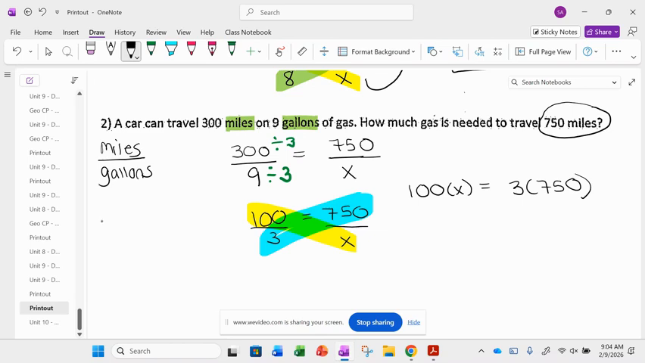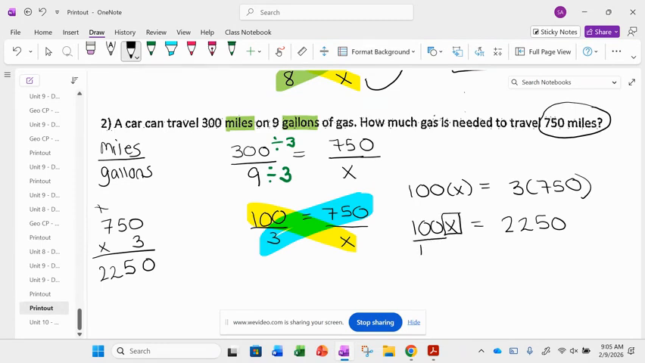So now over on the side of my paper, I'm going to work out 750 times 3. 3 times 0 is 0. 3 times 5 is 15. I'm going to put the 5 and carry the 1. 3 times 7 is 21 plus 1 is 22. So now we have 100x is equal to 2,250. And now we need to solve for x. So I'm going to divide by 100 on both sides.